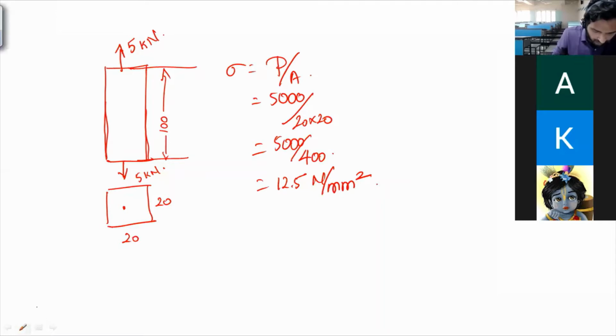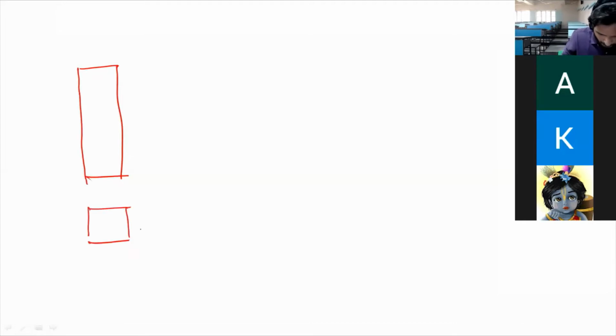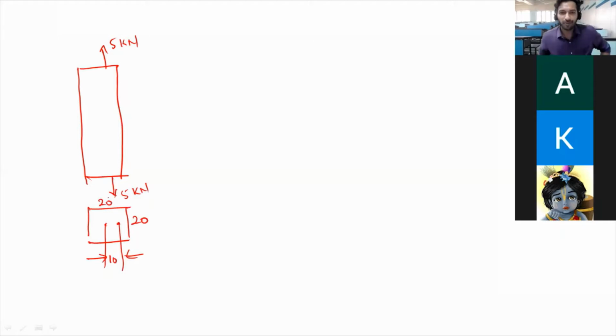So instead of acting here, maybe I can take a fresh page. Give me a minute. Instead of acting in the middle, say the force is acting here. 5 kilonewton, 5 kilonewton. So it is acting at 10 mm away from the middle. Okay. Now give me a solution for this.